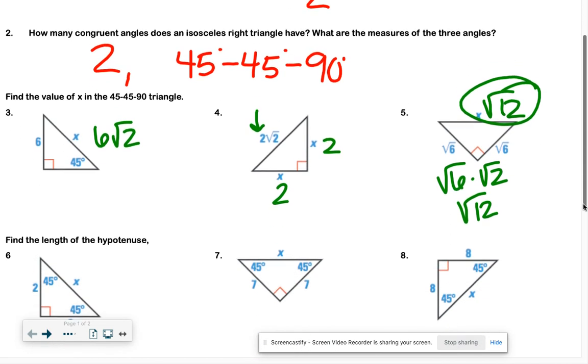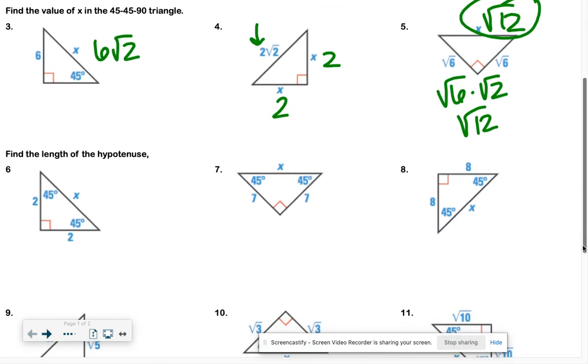We're still trying to find the length of the hypotenuse. Number 6, what would you get for x? 2 root 2. Okay, let's do some on the back, and then I'll let you guys work for a little bit.